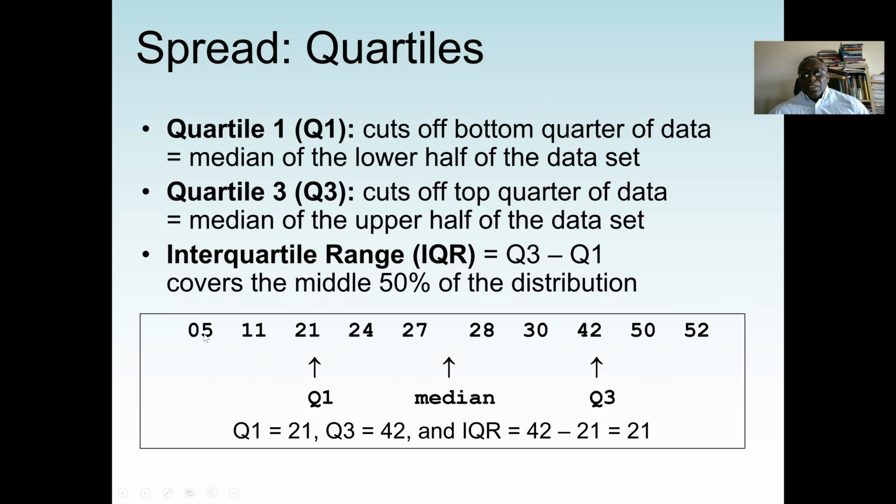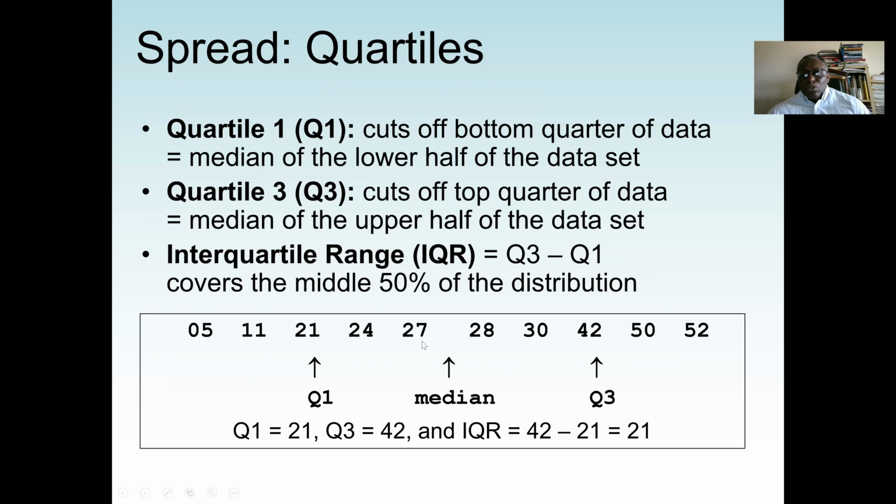This is a data set given to us, and we are asked to find Q1, Q2, and Q3. First, we put the data in increasing order. We sort it in increasing order, so here we can see from 05 all the way to 52. Then the middle value of the data set is the median. Here, for example, our data set has 10 values, which means we are going to have two middle values, 27 and 28. So we find the average of 27 and 28.